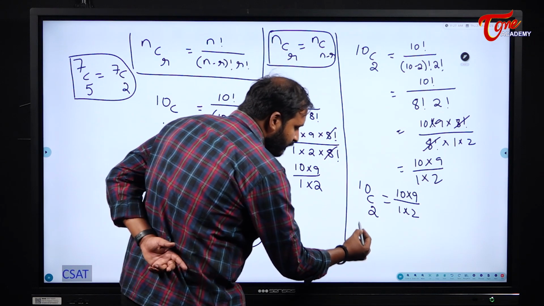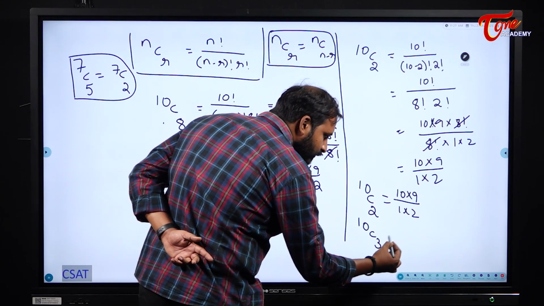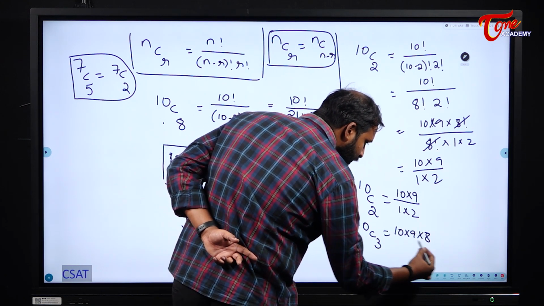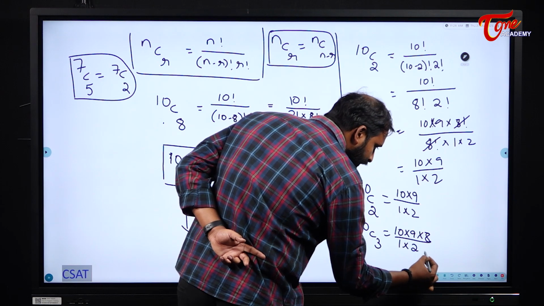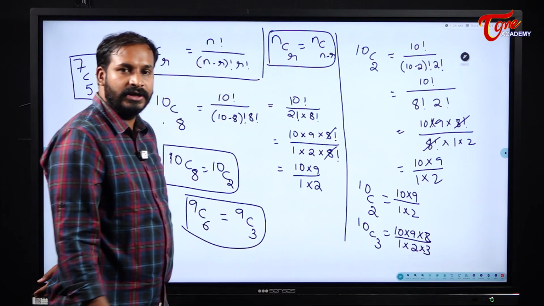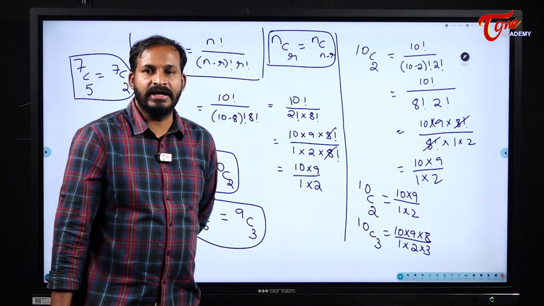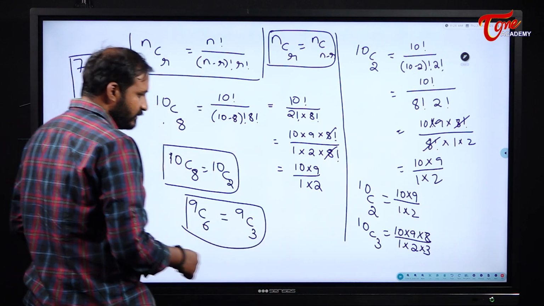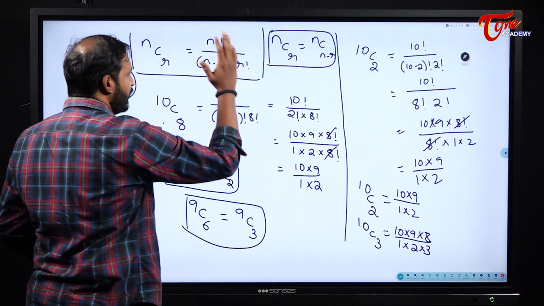For example, if I want to find 10C3, then what will I do? 10 into 9 into 8, since 3 are there, by 1 into 2 into 3. Directly I am going to write it as 1 into 2 into 3. Understood, students? Similarly, here itself we will write the same thing.